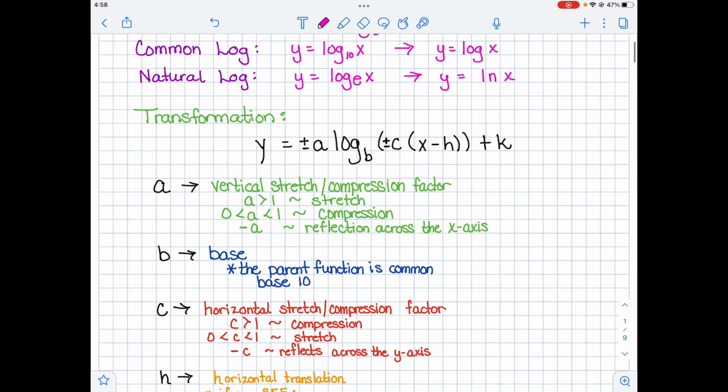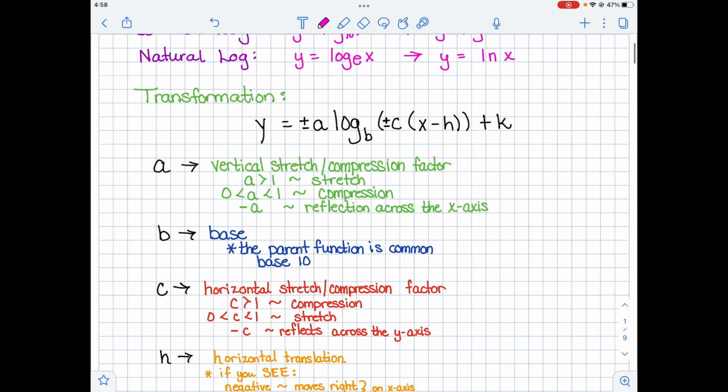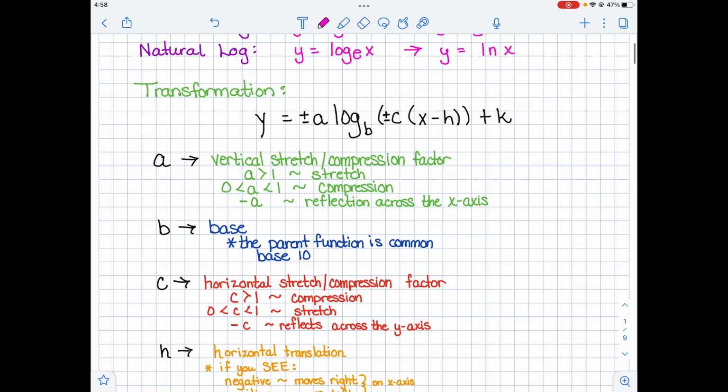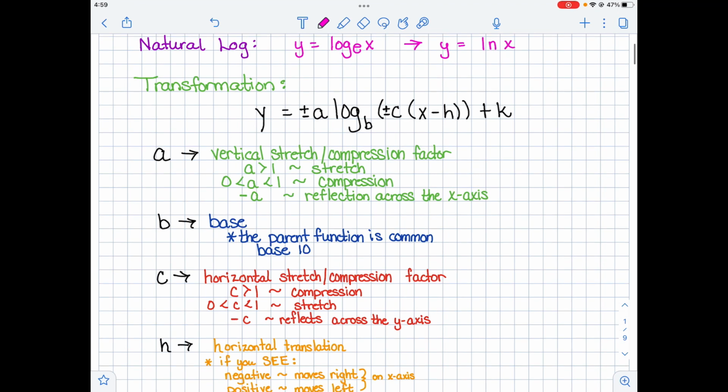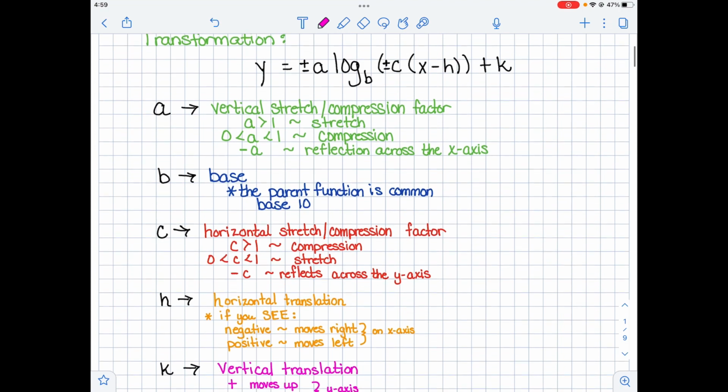And then the h is actually our vertical asymptote, and it is also our horizontal translation. So if you see a negative, remember what you see is opposite of what you think happens. If you see a negative, it's actually moving right, and if you see a positive, it's moving left on the x-axis. And then the k is what you see. So if it's positive, it's moving up, and if it's negative, it's moving down.